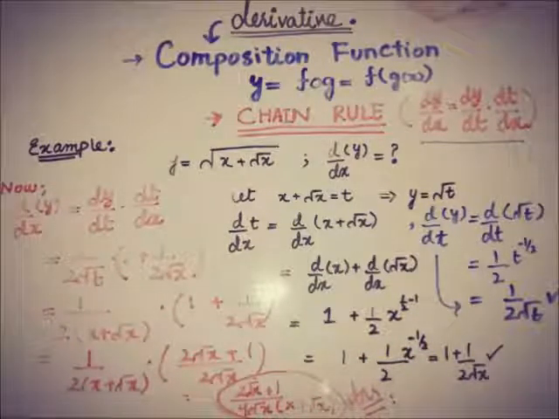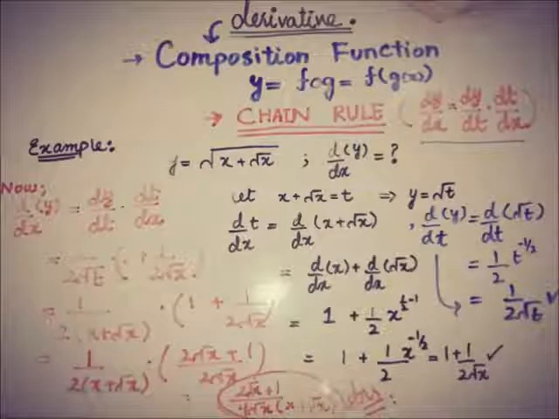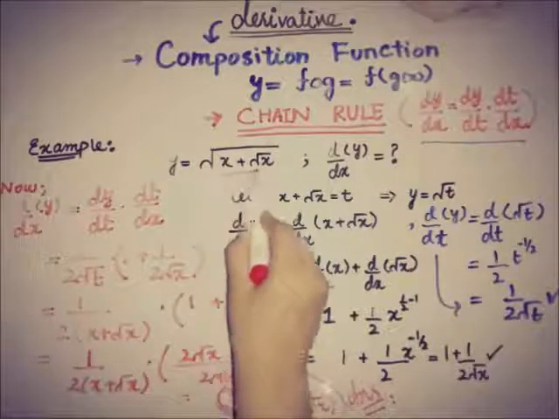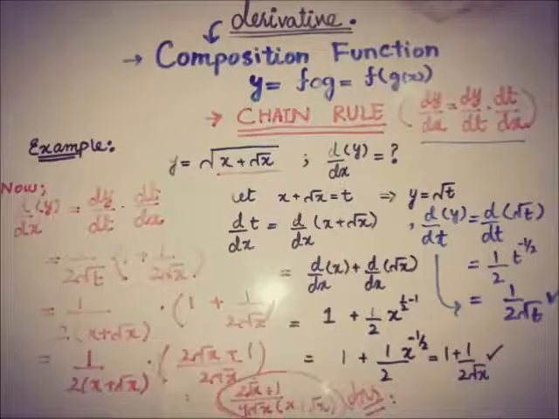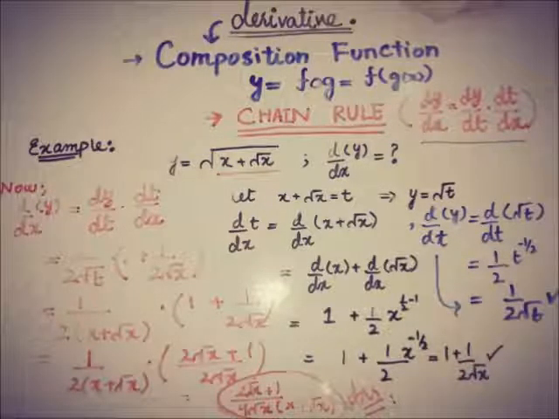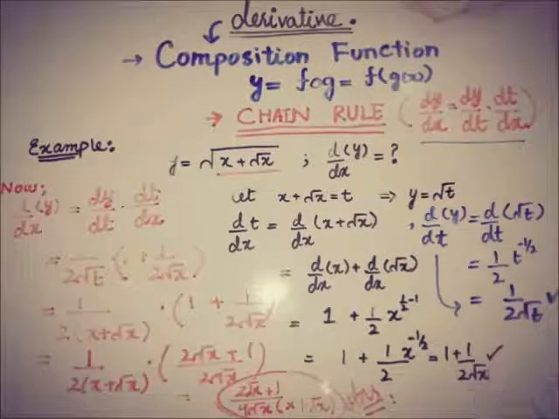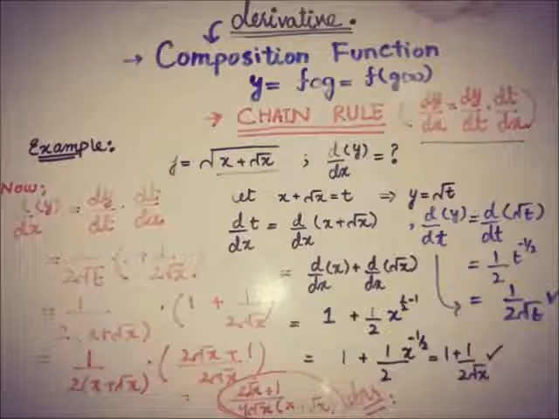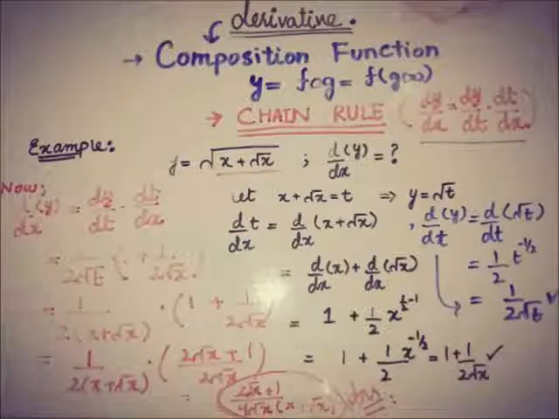So here the tip is, while using the chain rule, put that part of the function that makes the function look complex into some variable. Here x plus under root x, or x plus square root of x, is equal to t, as we did in this example. So put that part of the function that makes the whole function very complex into some other variable, and you will see the whole procedure will become much easier.